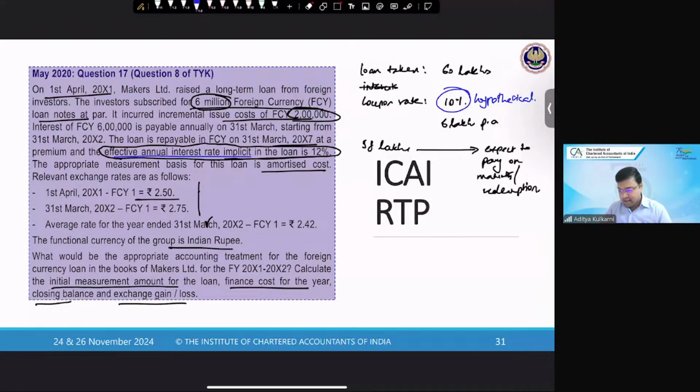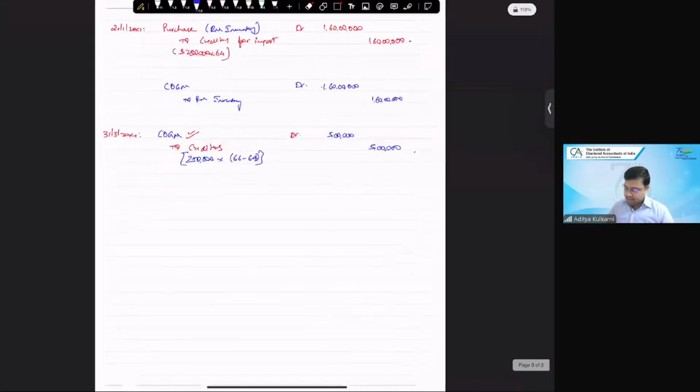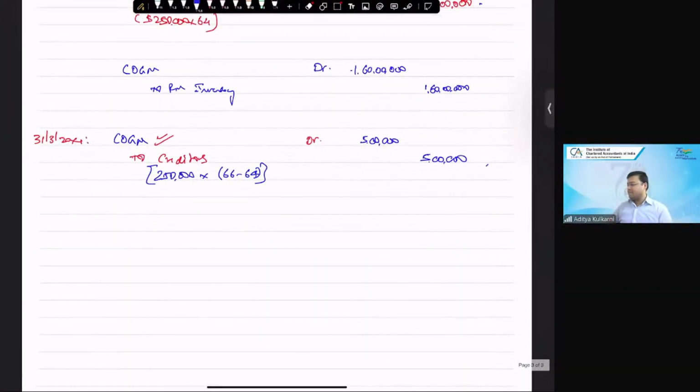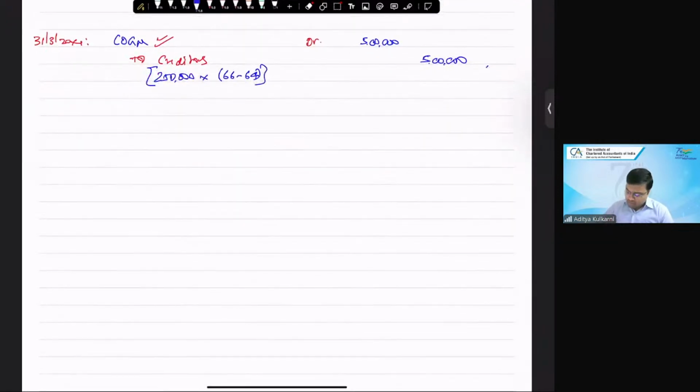Okay, let me just explain to you. I will just deviate a little bit from this example, and I will take the help of this example only and go ahead. So now, see, what you used to do earlier before Ind AS: loan 60 lakhs, processing fees 2 lakhs, correct? So what did I do in my financial statements?